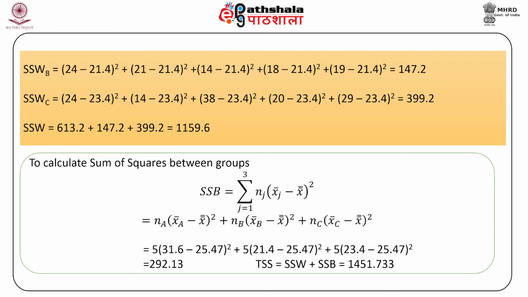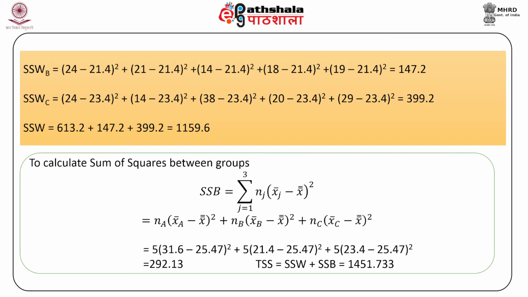To calculate the sum of the squares between groups, which is SSB, we have done an exercise where we have calculated the summation of nj into (xj bar minus x double bar) whole square, and j is from 1 to 3. On expansion this is equal to na into (xa bar minus x double bar) whole square plus nb into (xb bar minus x double bar) whole square plus nc into (xc bar minus x double bar) whole square. On substituting the values and simplification, we get the sum total equal to 292.13.